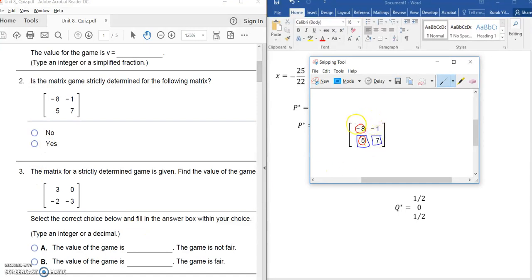And just remember, when circling and boxing, for rows, you take the minimum value. For columns, you take the maximum value.